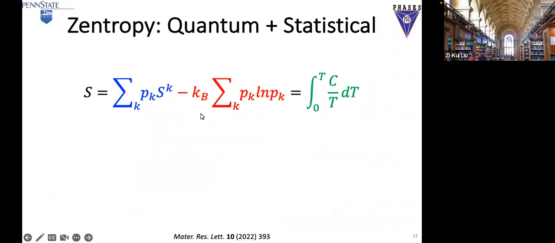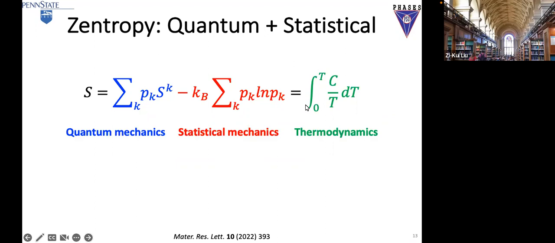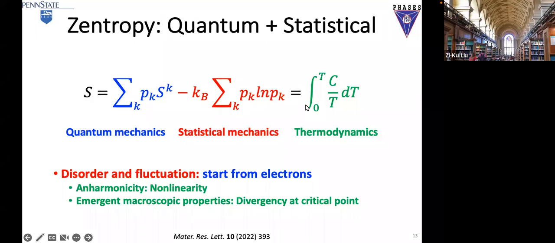Okay, so now you put them together, and this entropy has two terms. One is from the individual microstate, and the second one is between the microstates. We demonstrated that it agrees with experiments very well. So you have the quantum mechanics, and then you have statistical mechanics. Then I call the last one thermodynamics, because that's how we introduce heat capacity, integration, and get entropy there. So the fluctuation of these different states in the system introduces disorder.